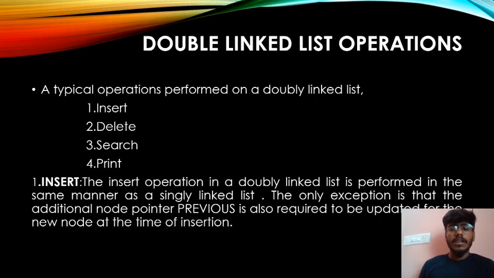Next, doubly linked list operations. The typical operations performed on a doubly linked list are insert, delete, search, print. First we should discuss insert. The insert operation in a doubly linked list is performed in the same manner as a singly linked list. The only exception is that the additional node pointer previous is also required to be updated for the new node at the time of insertion.